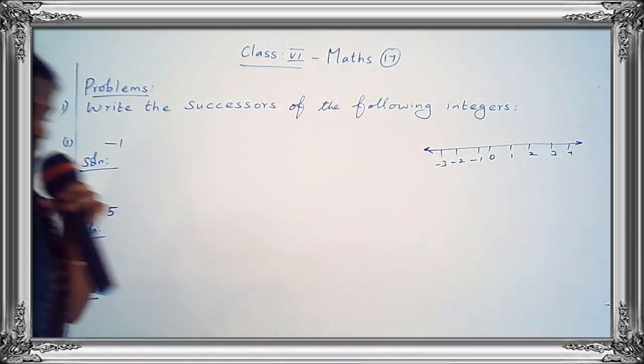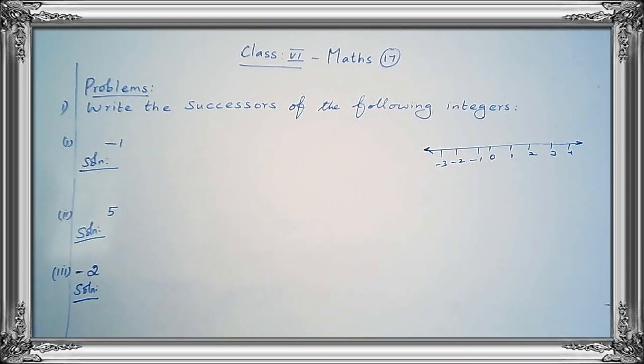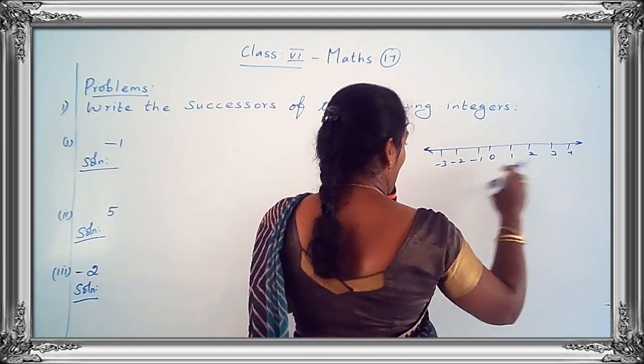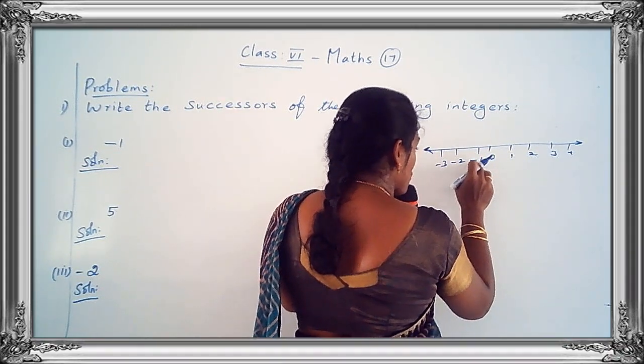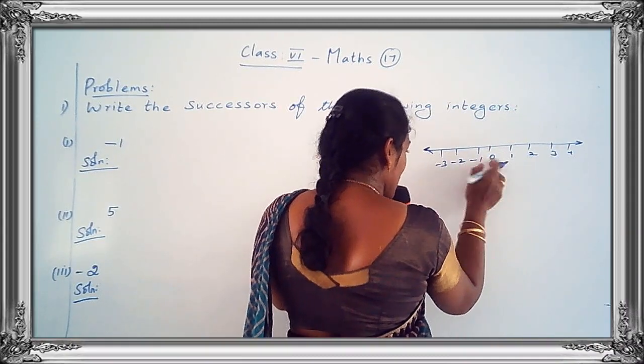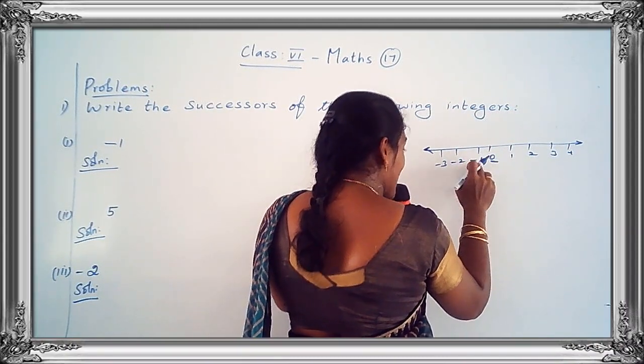Okay. So successor. What do you mean by successor? The successor of an integer lies to its immediate right on the number line. Okay. உன்னோட நம்பர்ல கொடுத்திருக்க நம்பரோட ரைட் சைடுல இருக்கிறதா நமக்கு என்னது successor. Okay. Here -1 ஓட ரைட் சைடுல என்ன இருக்கு? So which one is right side? 0. Yes, 0 lies on the right side of -1.